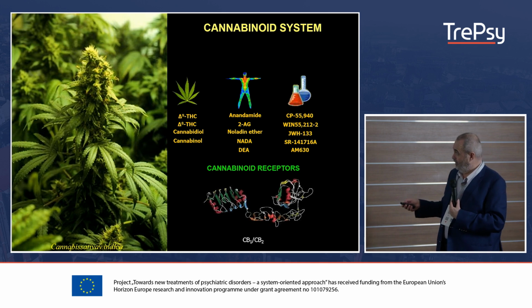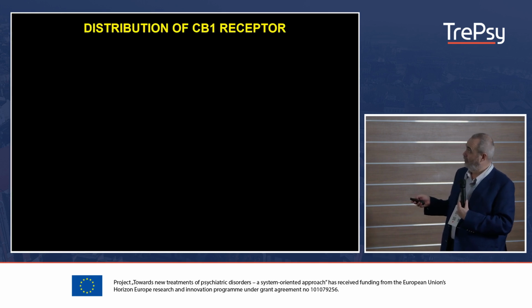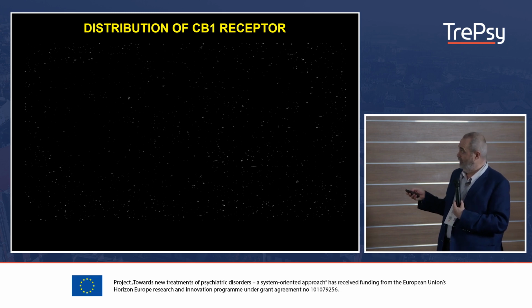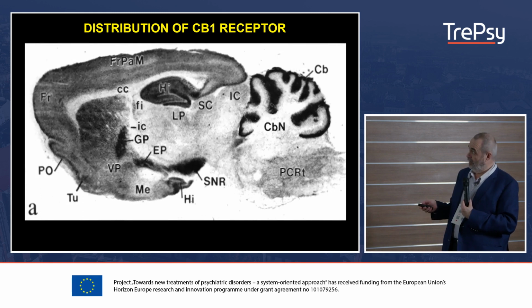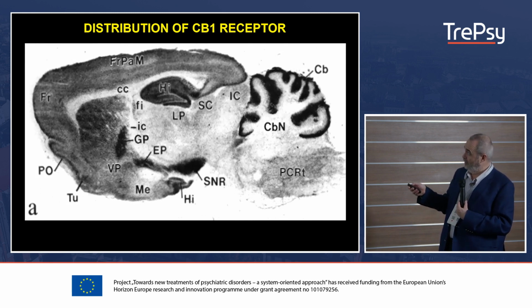We have two cannabinoid receptors, and I'm going to focus on this one. The CB1 receptor was first described in this sagittal section from the laboratory of Miles Herkenham in 1990, and you know that it's located in many different regions: frontal cortex, hippocampus, caudate putamen, globus pallidus, entopeduncular nucleus, substantia nigra, hypothalamus, maybe the ventromedial nucleus, amygdala, and several layers of the cerebellum.